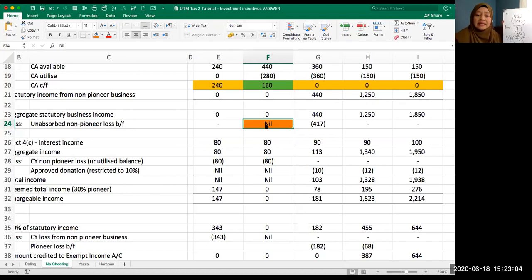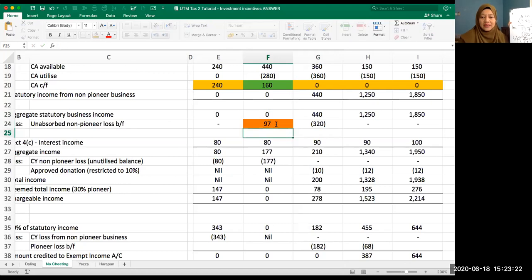But why is it nil here? It should have how much here? 97. But because here aggregate income is 0, we are not going to use that 97 in the second year. So that 97 we will bring forward to here. All right, we will remember that. So you must remember there is 97 here. I'll just write 97 there first.